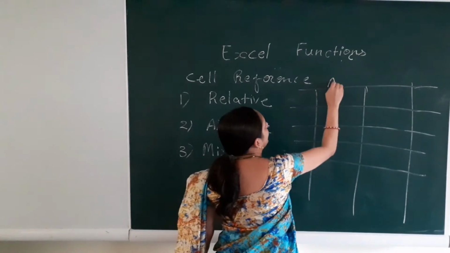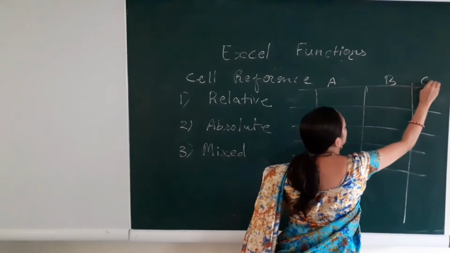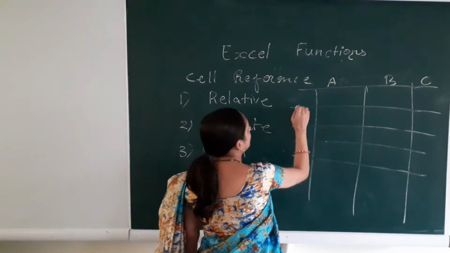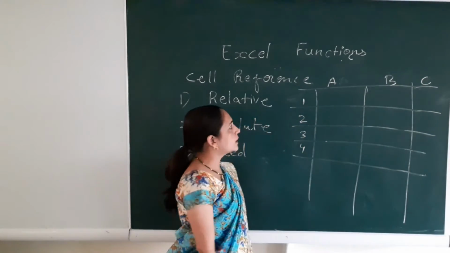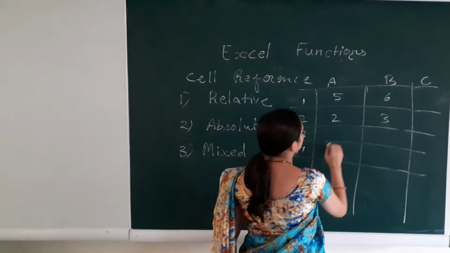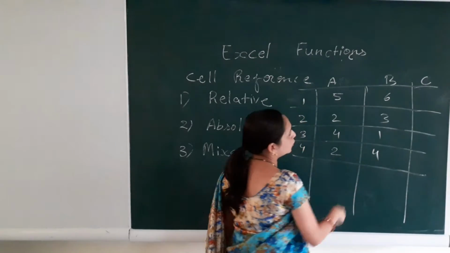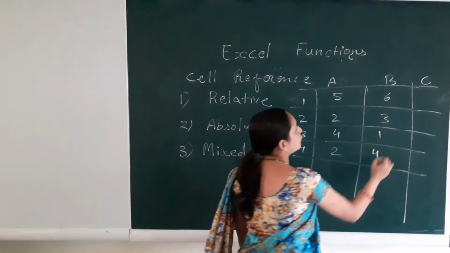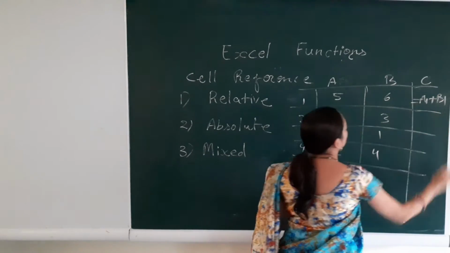And these belong to A column, B column, and here is your result. You have applied the formula. This is row 1, 2, 3, 4. So we are using relative cell reference. Suppose my numbers are 5 and 6, 2 and 3, 4 and 1, and 2 and 4. Now here I have applied the formula is equal to A1 plus B1.